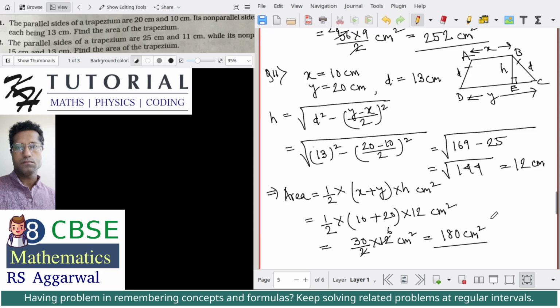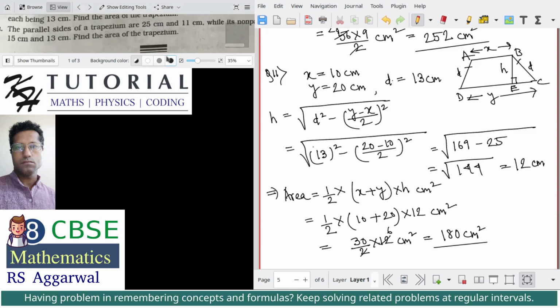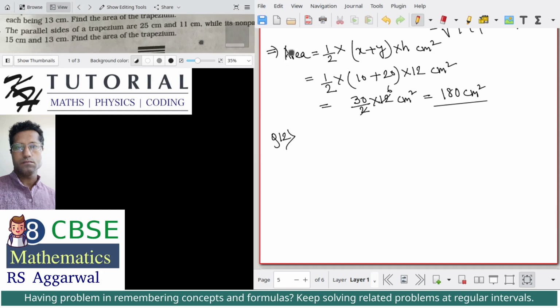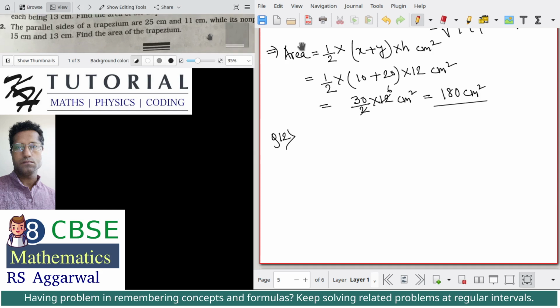Okay, let's do the final problem, that is question number 12. The parallel sides of a trapezium are 25 centimeter and 11 centimeter, while its non-parallel sides are 15 centimeter and 13 centimeter. Find the area of the trapezium. So we are given the length of all the sides of a trapezium, and we have to find its area. So we have to use Heron's formula.